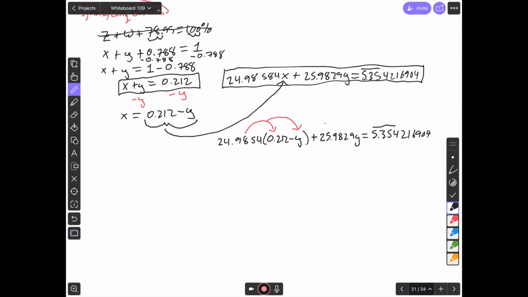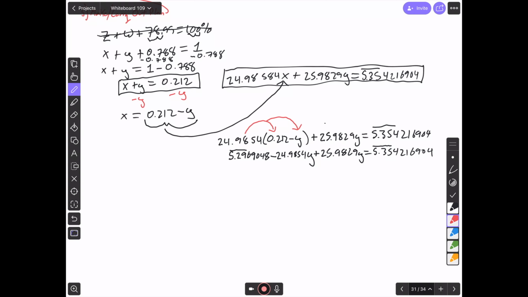So the first thing I want to do is multiply 24.9854 times 5.212, and that's going to have 3 sig figs in the answer, right? And that's going to get me 5.2969048 with 3 sig figs. And then I'm going to have that minus 24.9854y. That's then added to 25.9829y equal to 5.354216904.